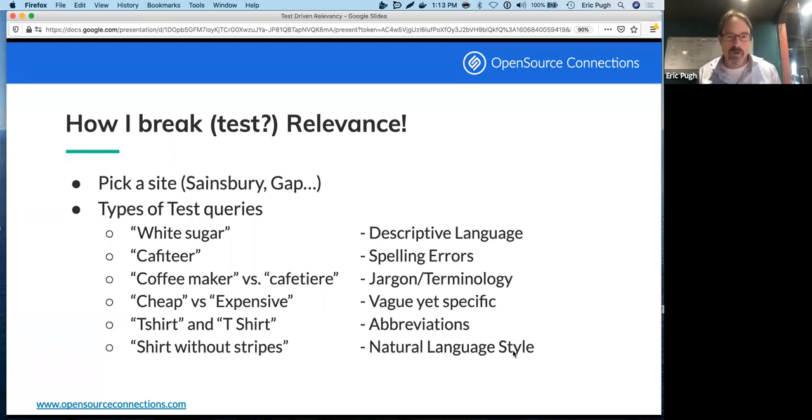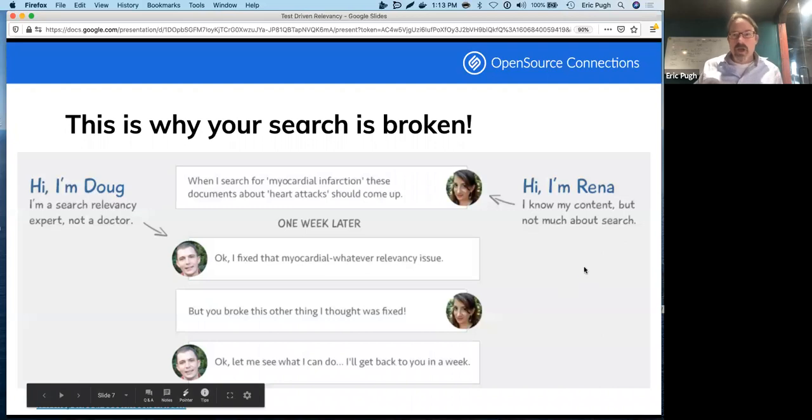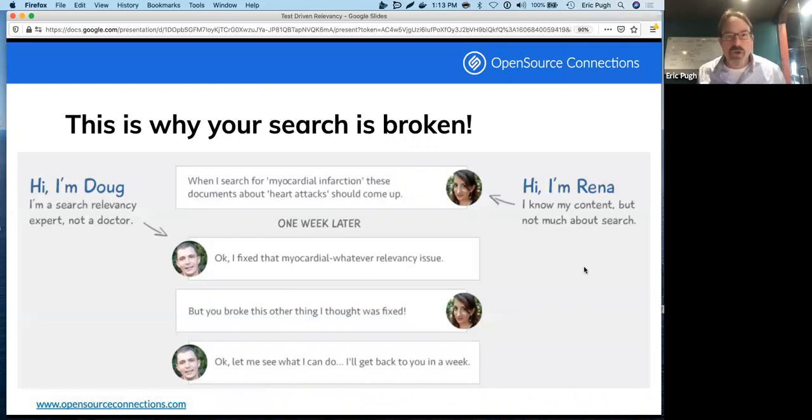Search shirt without stripes. So these are all examples of the types of queries that you can use on your own website or a system that you're responsible for. And I suspect that anything out of the most simplistic, basic sort of keyword search that you do, you will have bad relevancy. And this is part of why your search is probably broken, right?